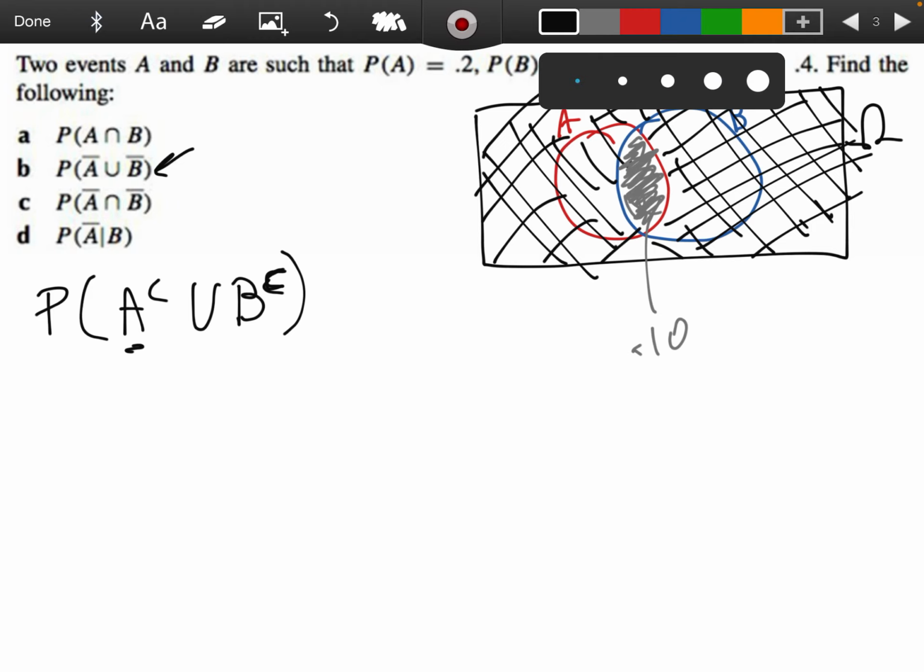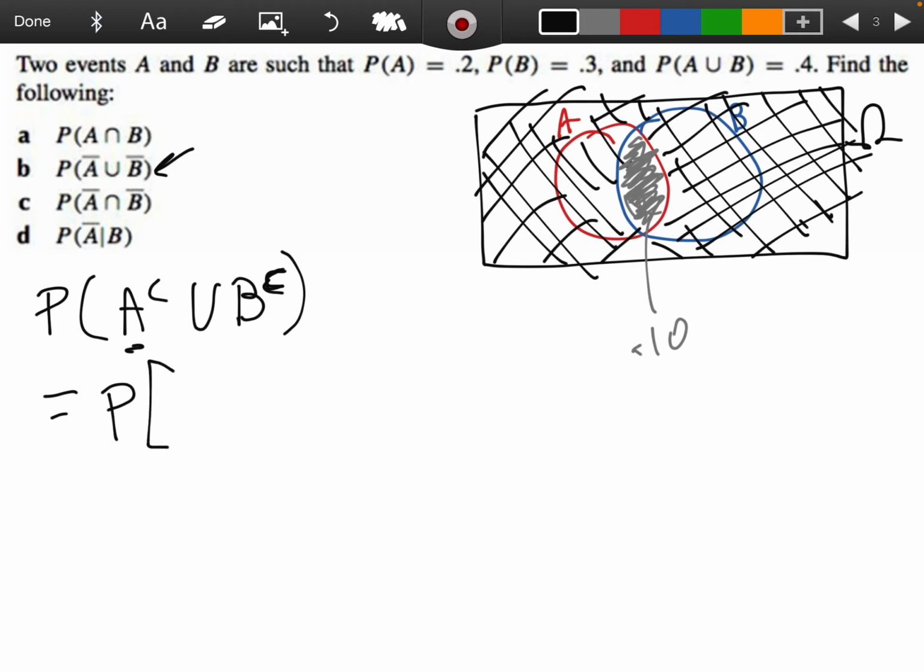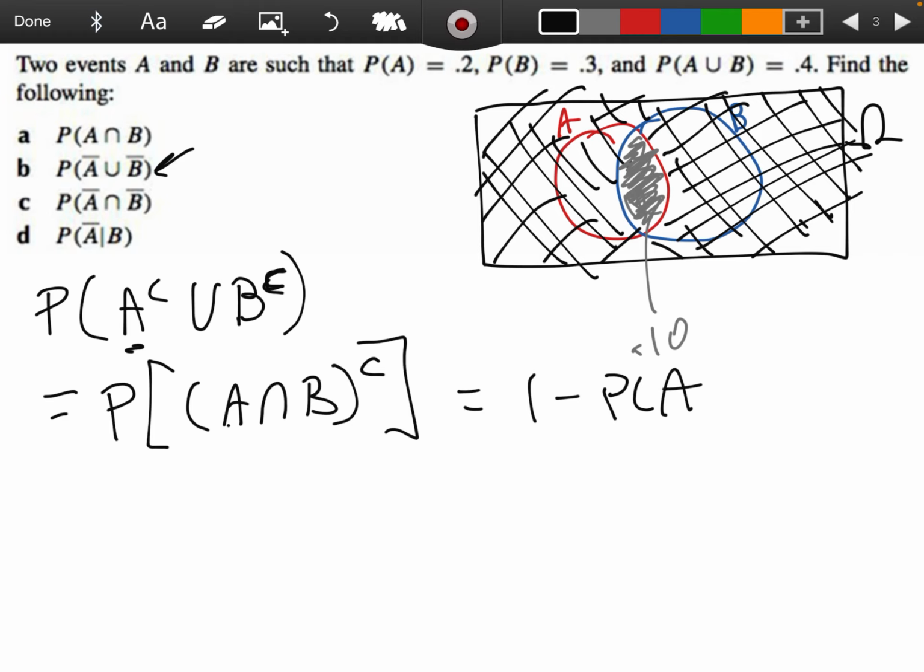We can notice that the probability of A complement union B complement is the same as the probability of the complement of A intersect B. Right, what I just described, it's everything outside of their intersection. And that's equal to 1 minus the probability of the intersection. Okay, or 1 minus 0.10 equals 0.90.